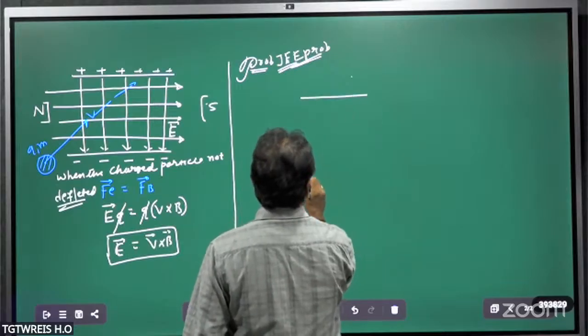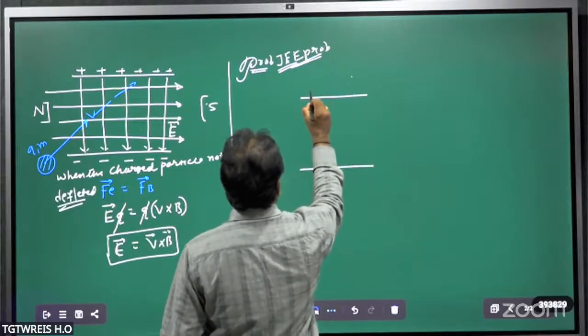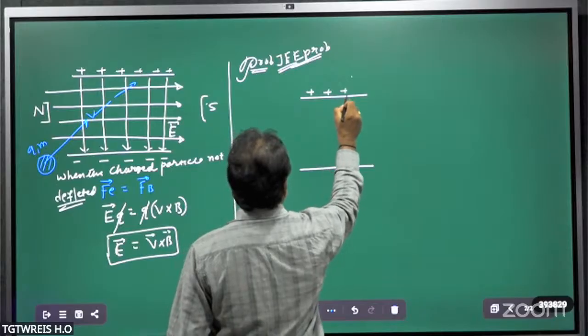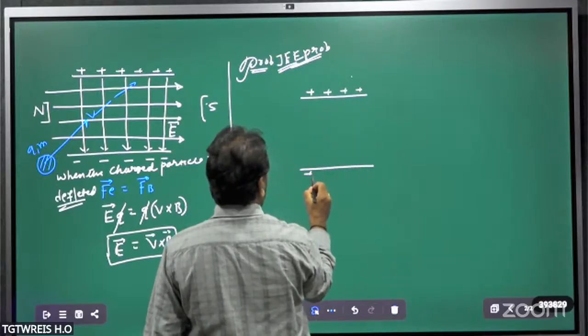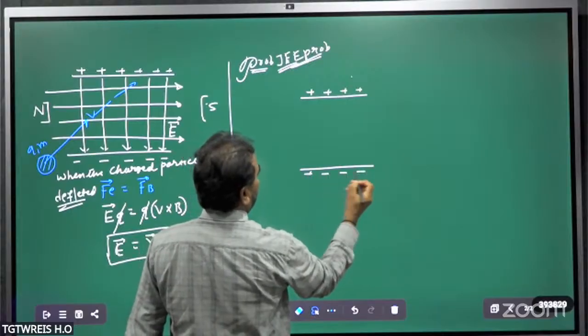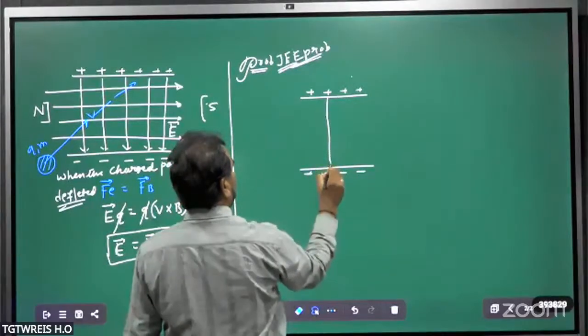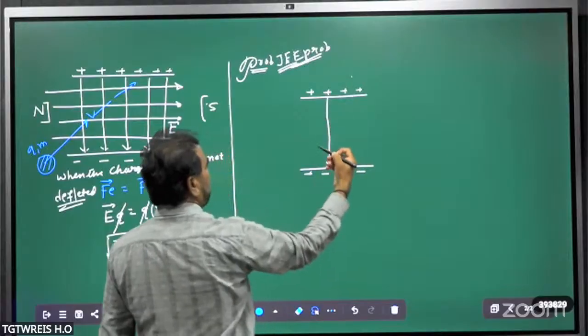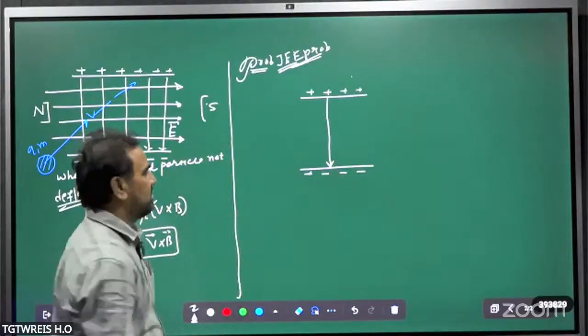Suppose an electric field has to be created like this between the plates of a capacitor. Okay, the electric field is created like this between the plates of a capacitor. What is the direction of the electric field? From the positive charge direction to the negative charge direction.